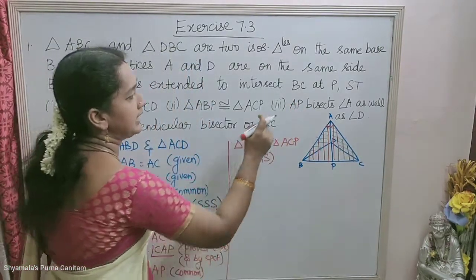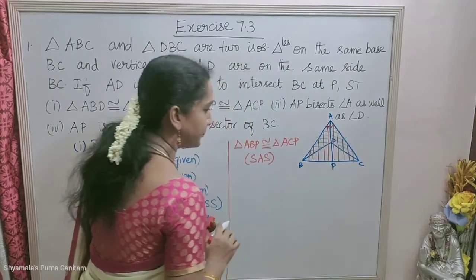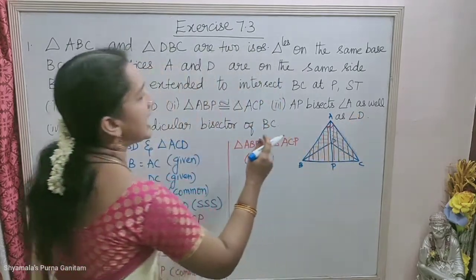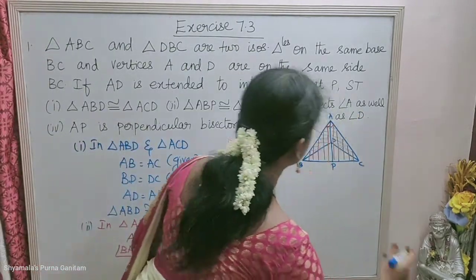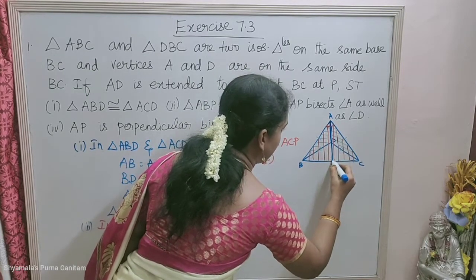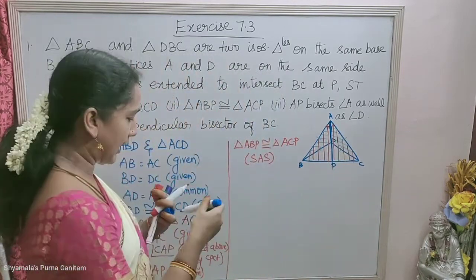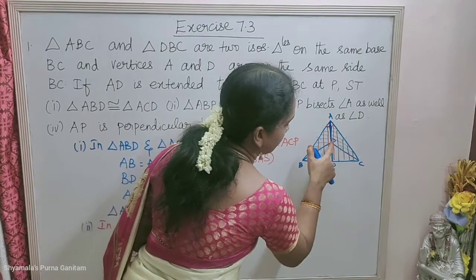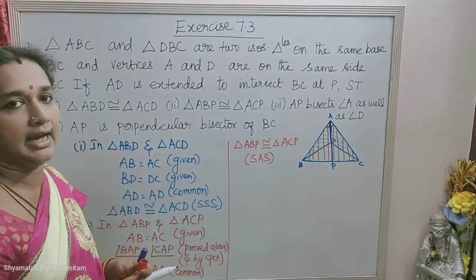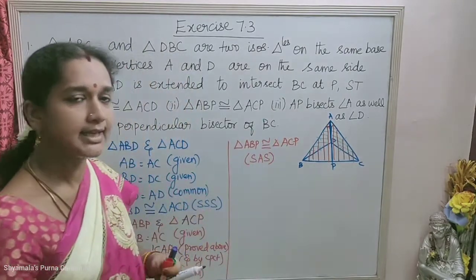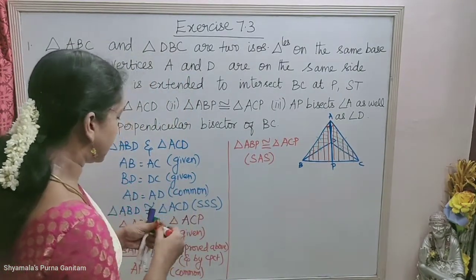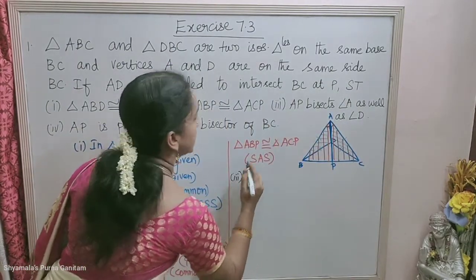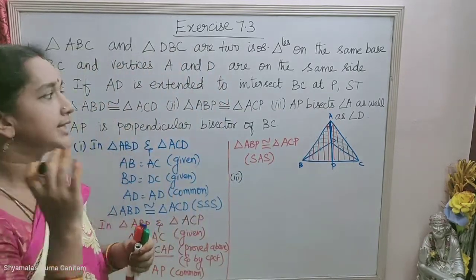Then the third one is AP bisects angle A as well as angle D. AP is this part alone. Angle A is here, angle D is here. We have to show that both the angles are bisected by this line segment AP. So that is the third proof.